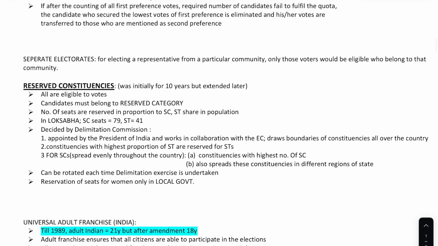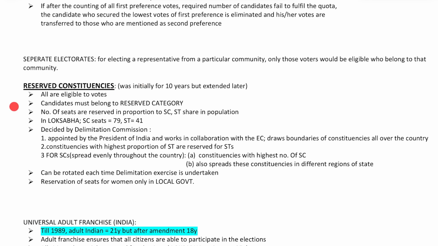Then we have reserved constituencies. This was done initially for a period of 10 years, but it was extended later. And recently, for this term, this was extended till 2030. All are eligible to vote, universal adult suffrage. Everybody is eligible to vote. And it is not that only a particular community should vote.